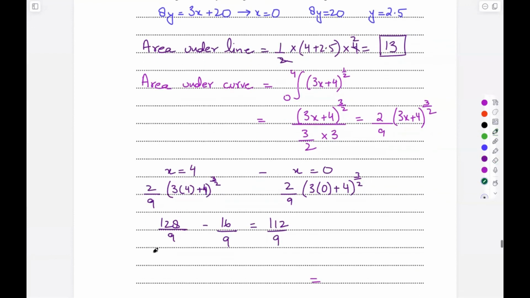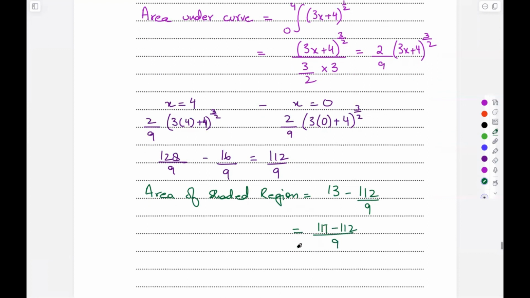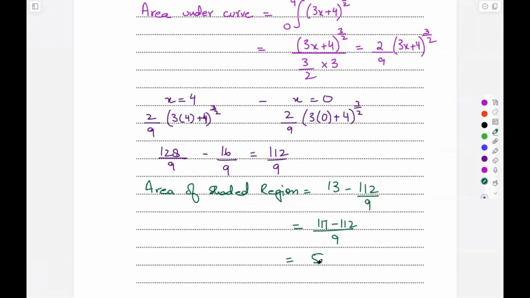The area of the shaded region will be the area under the line, which was 13, and we'll subtract it from the area under the curve, which was 112 upon 9. So taking the LCM, this will become 9 times 13, which is 117. So 117 minus 112 upon 9 will be equal to 5 upon 9.